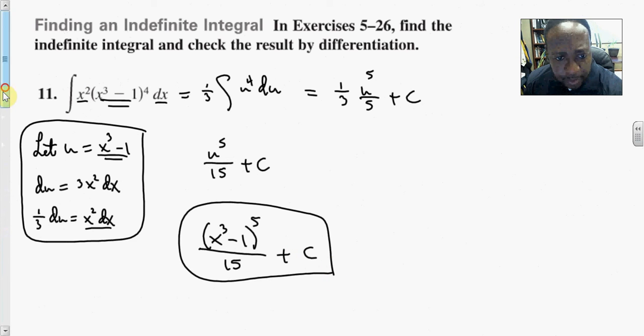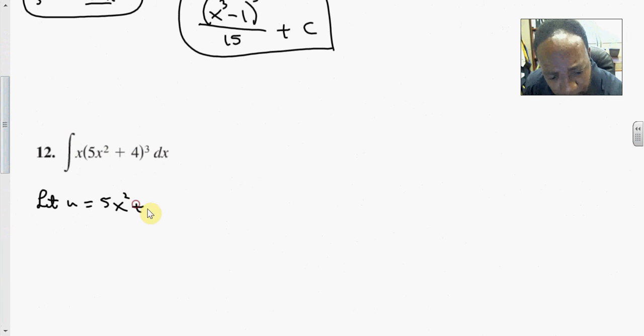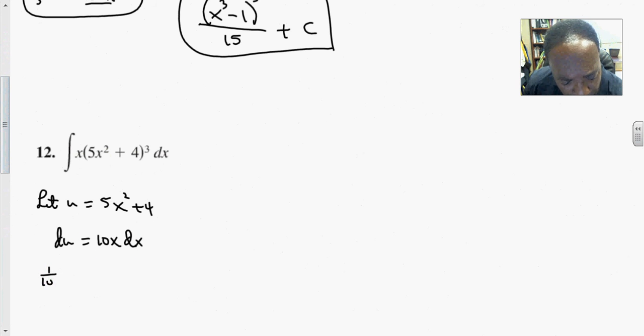U-du substitution. It's very straightforward. Let's try this one. So here, notice that the 5x squared plus 4, its derivative will be some form of x dx. So let u equal 5x squared plus 4. So du is 10x dx. So 1 over 10 du is x dx.